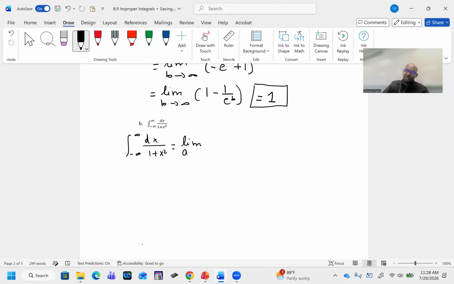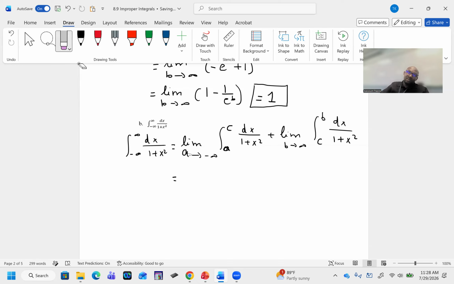You said the integral from a to c of dx over 1 plus x squared, plus the limit as b goes to infinity of the integral from c to b of dx over 1 plus x squared, which will be, the antiderivative of 1 divided by 1 plus x squared is what? Tangent inverse, right?